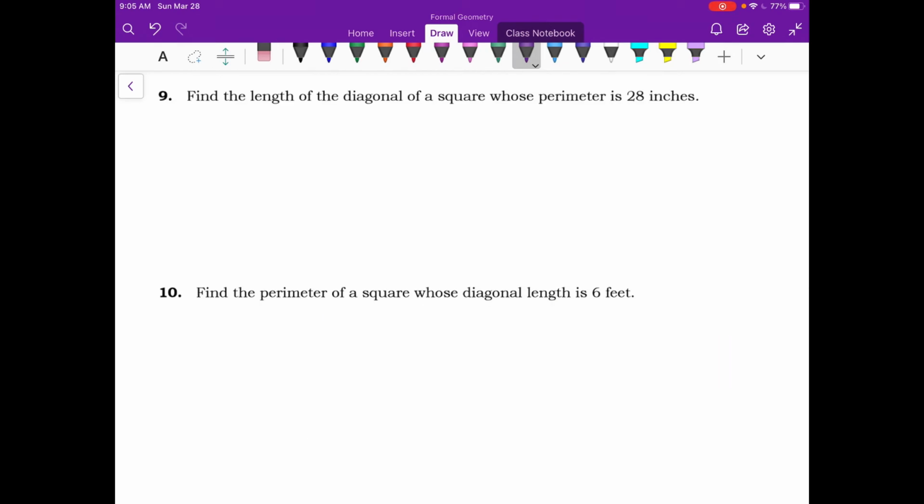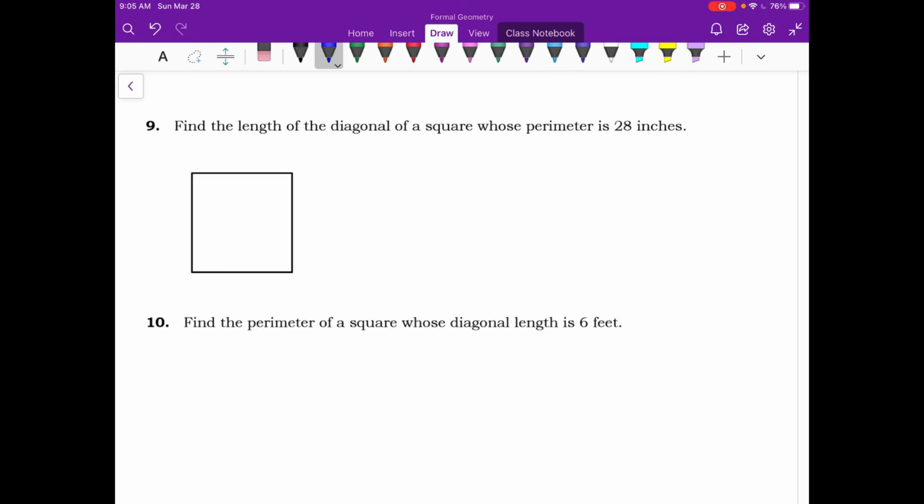Okay, for number 9, we need to find the length of a diagonal for a square whose perimeter is 28 inches. So first thing, let's draw a square. Okay, I got my square here, so we need to find the length of the diagonal, which is right there. We know that the perimeter is 28 inches. The perimeter is what you get when you add up all the sides of our square, and our square has 4 congruent sides. So to find the length of just one side, I can divide that by 4 because they're all the same. So 28 divided by 4 is 7, which means all my side lengths are 7.